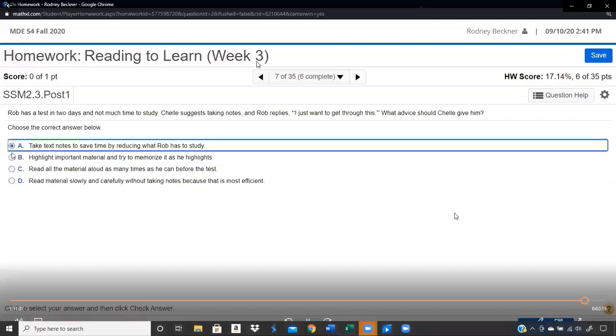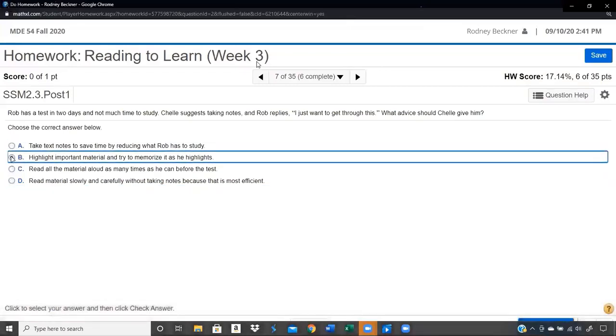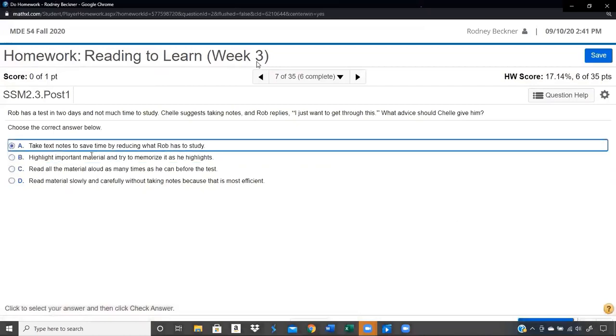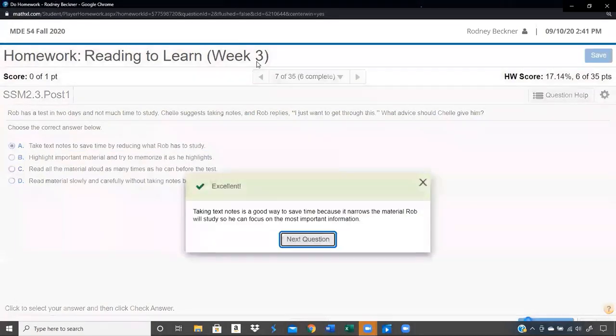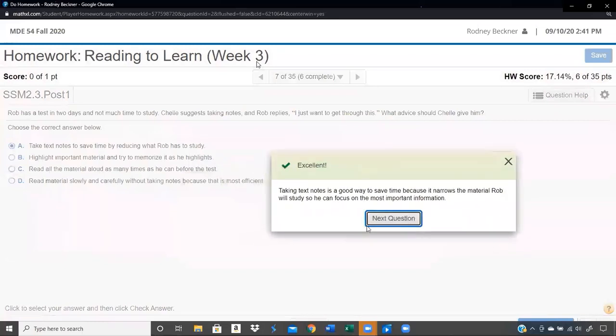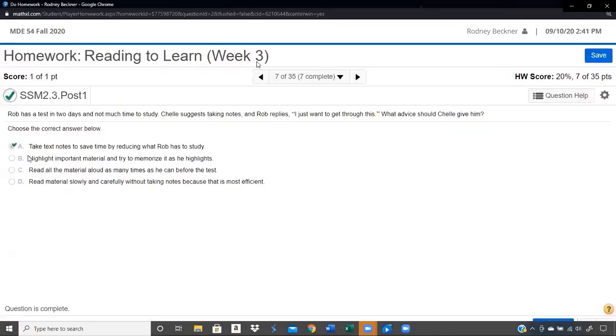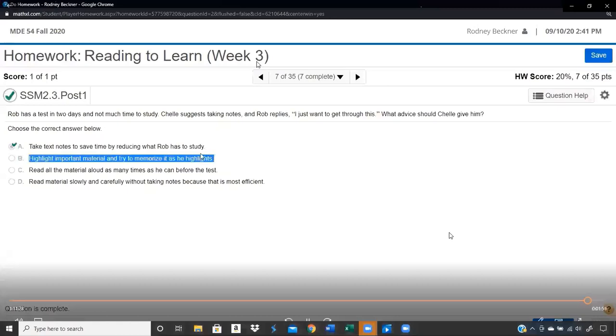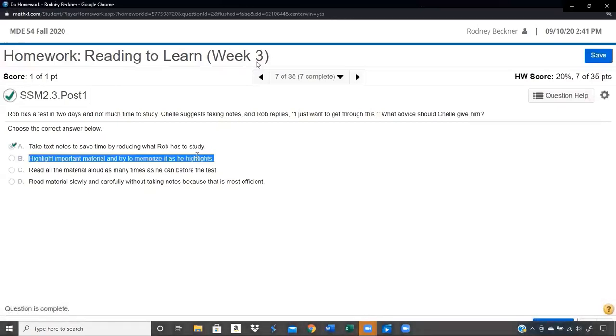So it seemed like it was probably A or B. I think we'd agree. Highlight important material and try to memorize it as he highlights, or take notes to save time by reducing what Rob has to study. A seems like a more blanket scenario, and that's the one that works. Again, B was a good suggestion, but it's just a very minor suggestion, and that should be the very first thing that's done. This is something that should have been done a couple weeks ago. But if you have the time, which Rob doesn't, it could have been helpful. Someone else might also say that this is just a part of taking notes, which I could argue is true. But these are all shades of gray.